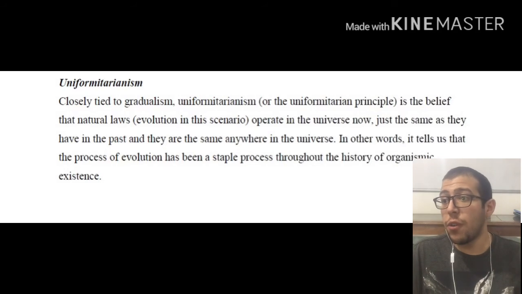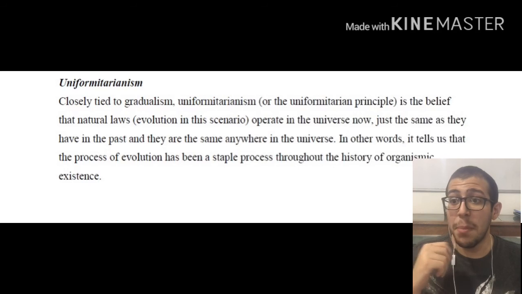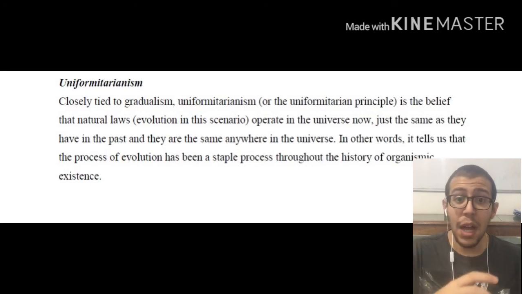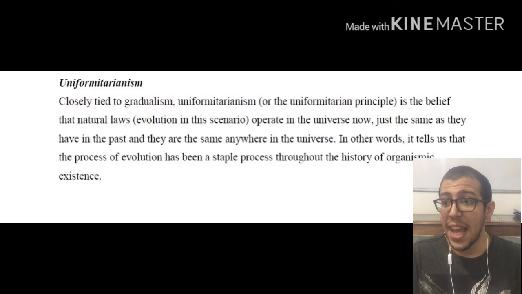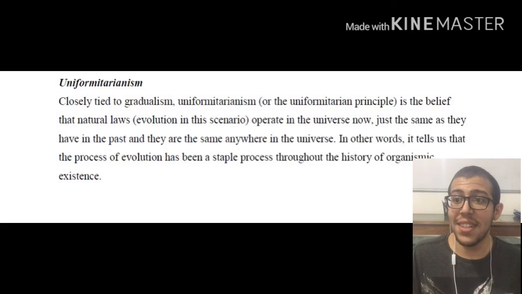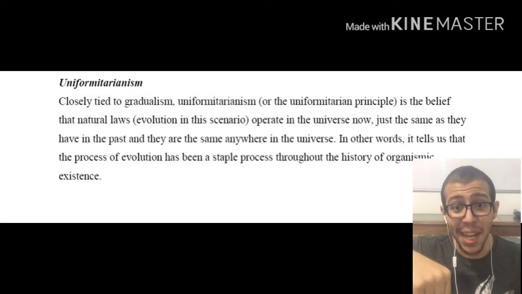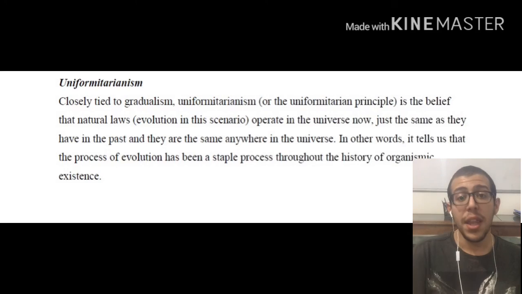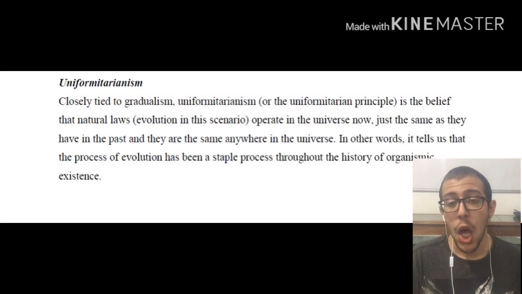Uniformitarianism, or the uniformitarian principle, is the belief that natural laws, evolution in this scenario, operate in the universe now just the same as they have in the past. And they are the same anywhere in the universe. In other words, it tells us that the process of evolution today is exactly the same as it was thousands and millions of years ago.